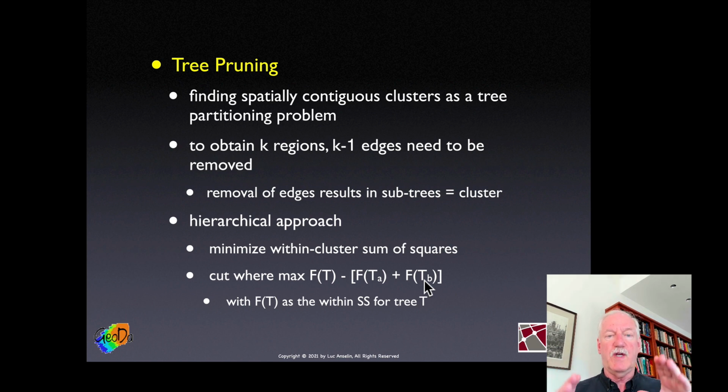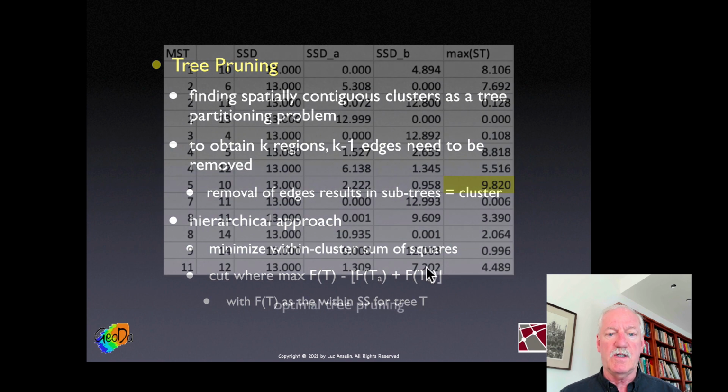So we start with the full tree, we make a cut. This gives us two subgraphs or subtrees, and within each of these we can compute the sum of squares, and the cut that gives the biggest decrease in this criterion is the cut that we want to implement. And then, of course, we repeat the process. We go to each of these subtrees, and then in that subtree, decide which cut gives us the most improvement. And let me illustrate this in our example.